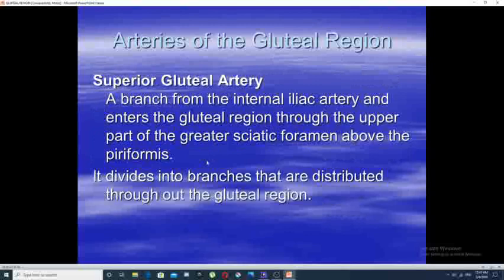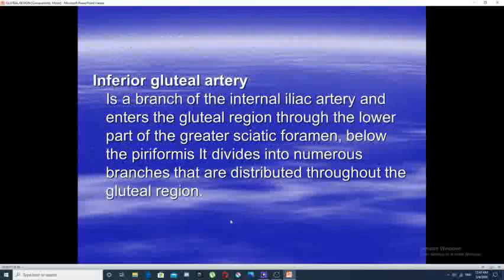Arteries of the gluteal region. First, the superior gluteal artery. This is a branch of the internal iliac artery, and it enters the gluteal region through the upper part of the greater sciatic foramen above the piriformis muscle. It then divides into branches distributed to the gluteal region.